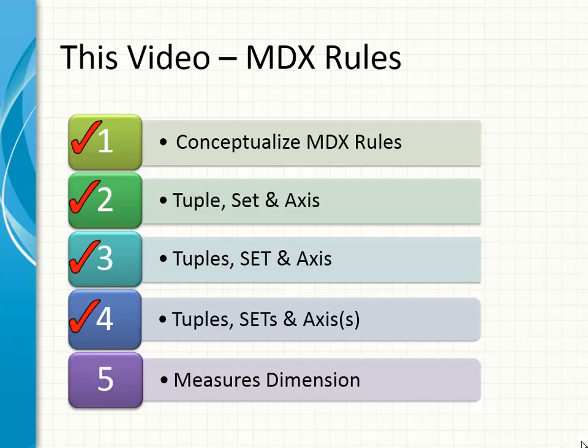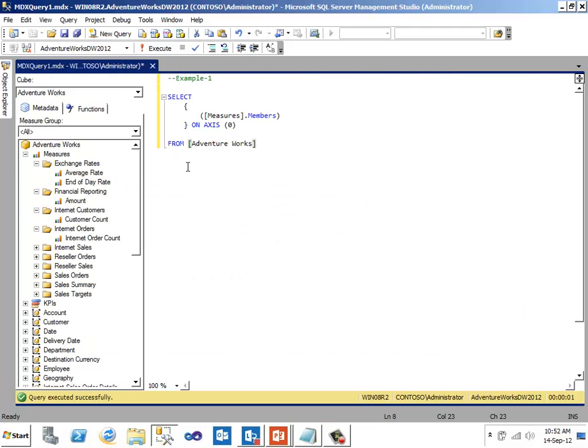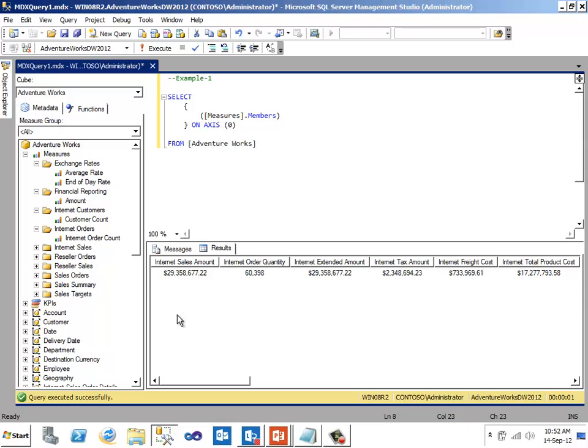Now we'll see the examples about the measures dimension. In this first example, we have a query structure having a single axis, a set of a single tuple where we give the dimension name. So let's see an example of this. Let me switch to SQL Management Studio. What you see in this example is I use the measures dimension name with dot members. I'm running this query. The query runs successfully.